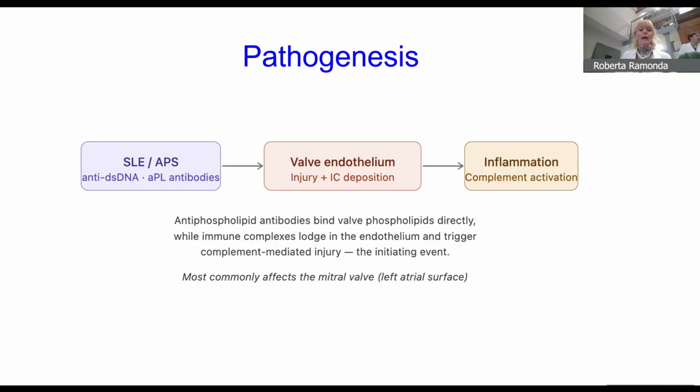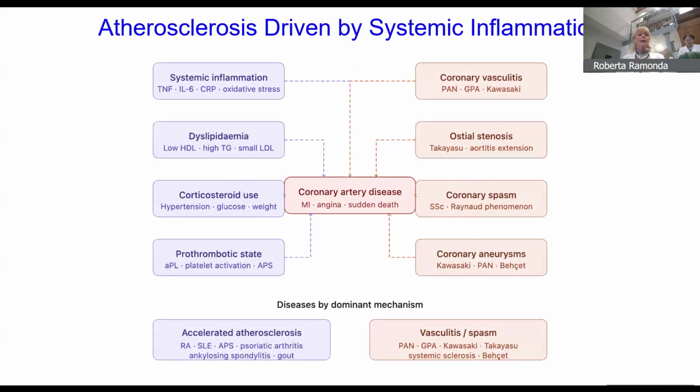So, in lupus and in antiphospholipid syndrome, with the positivity of anti-dsDNA and antiphospholipid antibodies. Also, inflammation can be involved in patients with heart disease, in patients affected by rheumatic disease with complement activation. Most commonly affected is the mitral valve.